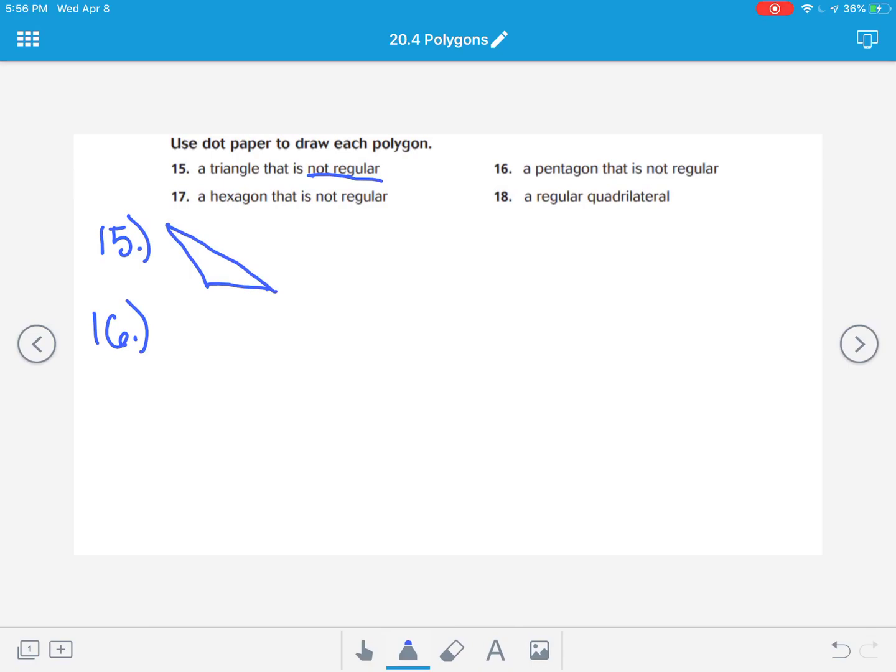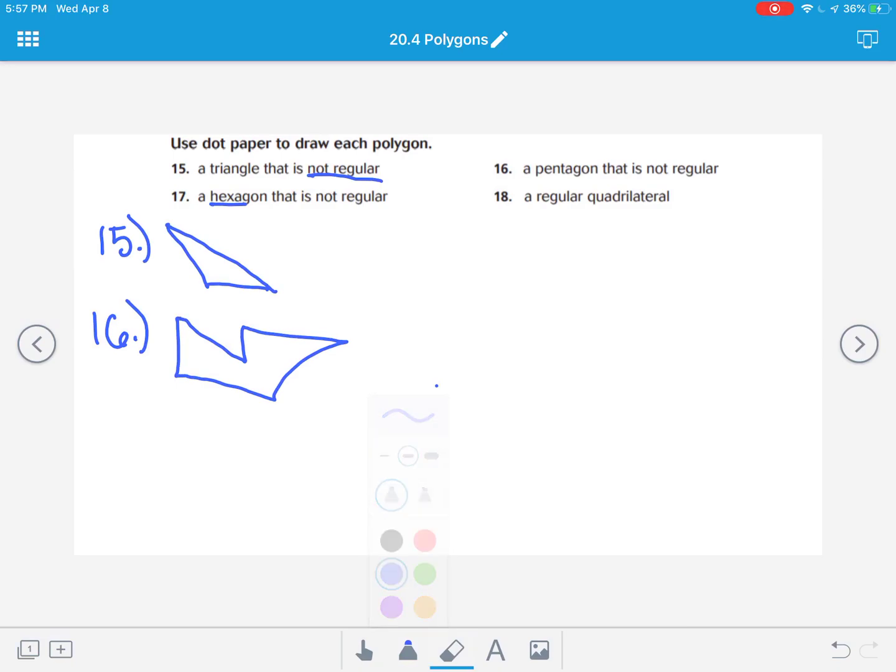All right, a hexagon that is not regular. Remember, hexa means 6, so it needs to be a 6-sided figure, again, that should not have the same sides. One way you could do that is don't make it a traditional hexagon where everything's just stacked in a circle. Let's do a different shape. So I'm going to do 1, 2, 3, 4, 5, and 6.